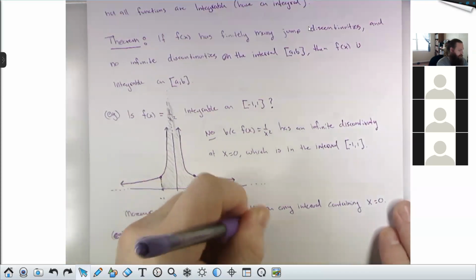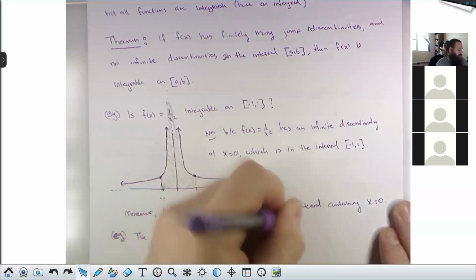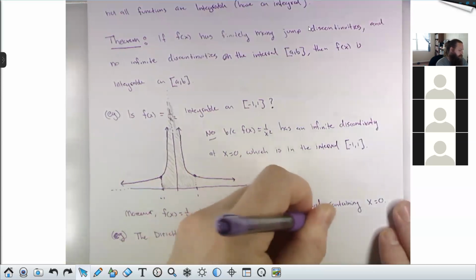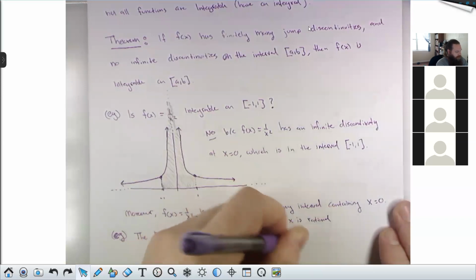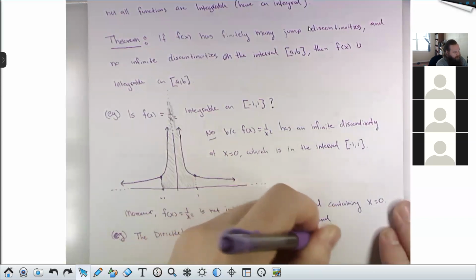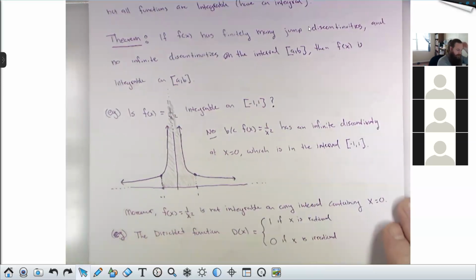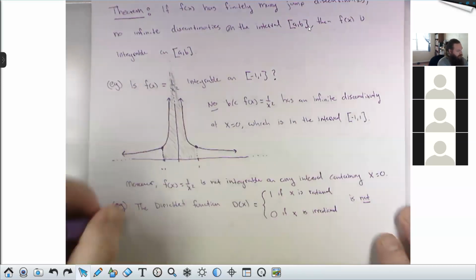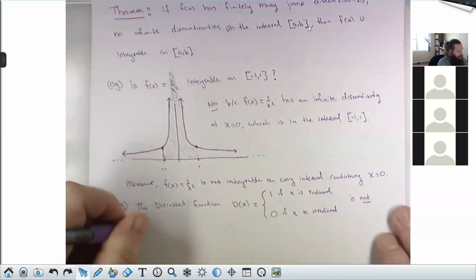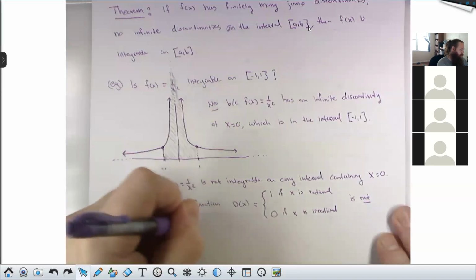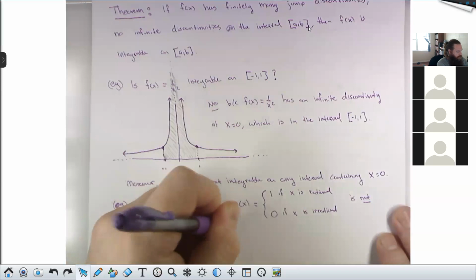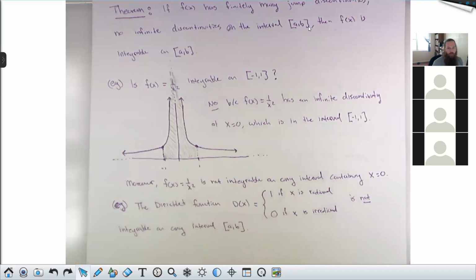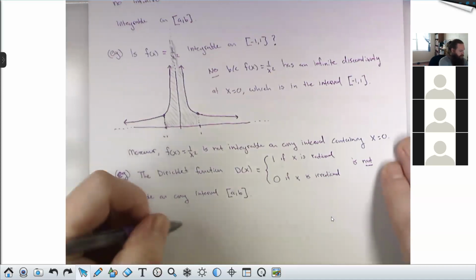D of x equals 1 if x is rational, and 0 if x is irrational. This is not integrable on any interval. So no matter what you pick for your interval AB, the Dirichlet function is not going to be Riemann integrable there. Let me remind you what the graph of the Dirichlet function looks like.